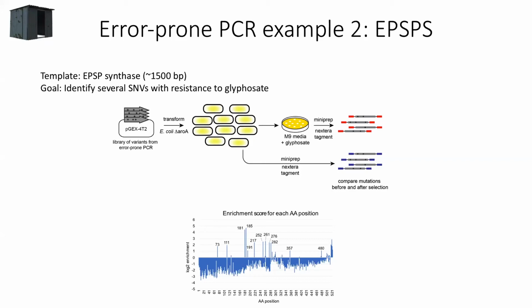So very similar to the previous one, this was a good strategy for pulling out a reasonable number of variants that have the phenotype that you want, and not necessarily for comprehensively scoring every possible mutation.